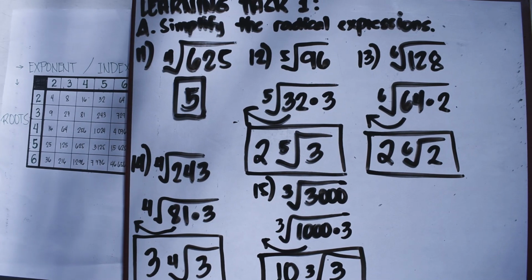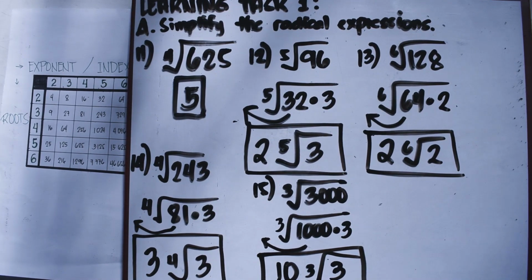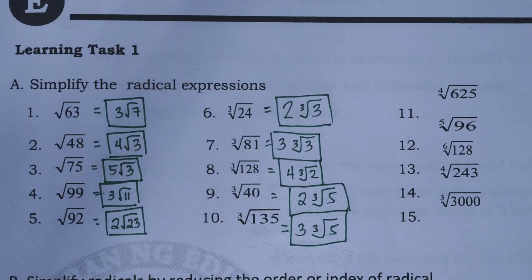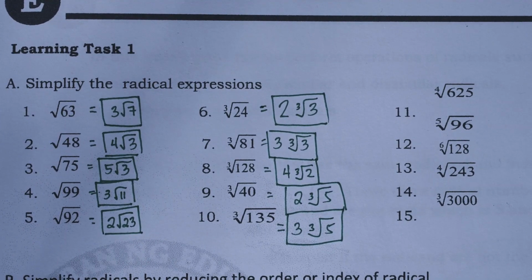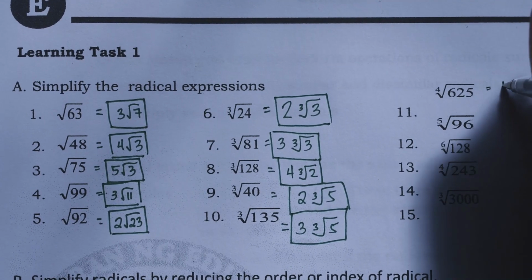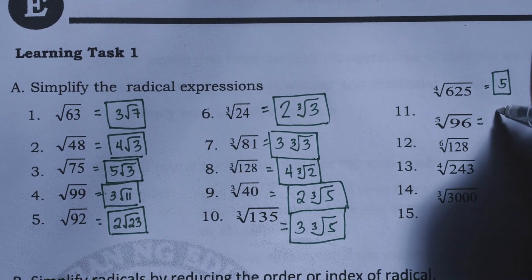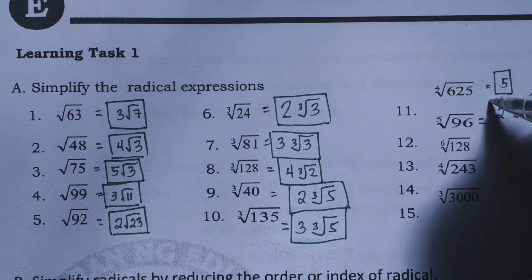Doon po nagtapos ang ating learning task number 1, letter A, numbers 1 to 15. So, isusulat ko lang po doon sa ating module. Okay, susulat lang natin yung mga final answer na nakuha natin kanina. So, sa number 11, yung nakuha nating final answer is 5. Sa number 12, final answer natin, we have 2, fifth root of 3. So, sundan nyo na lang ha.